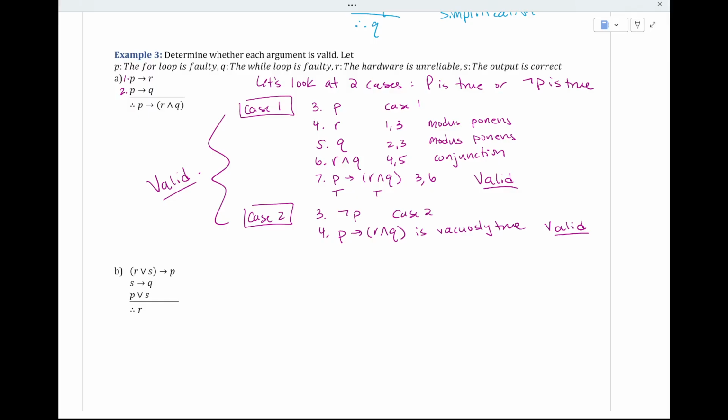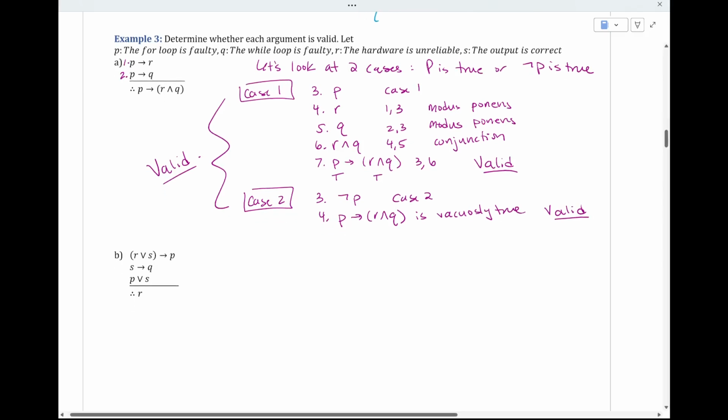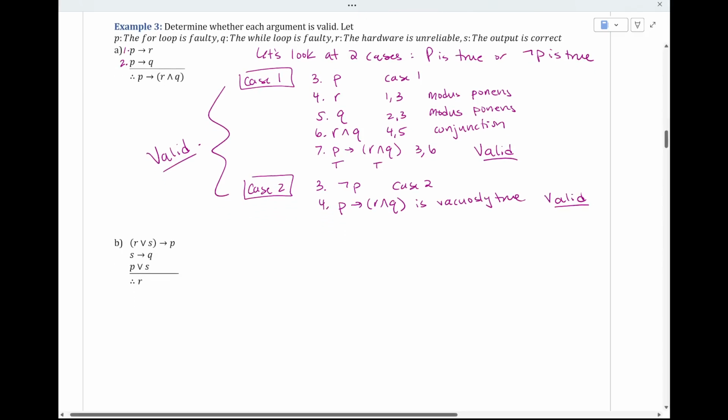Okay, I think we're ready to look at the last one. This is the last one in this section. R or S implies P. S implies Q. P or S, therefore R. All right, so I've got, I'm going to do another color. 1, 2, and 3. Let's take a look at this one.